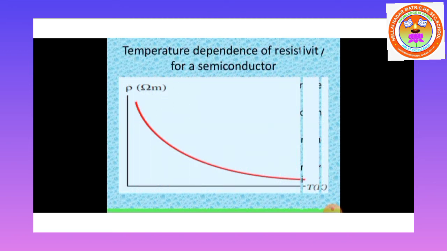Here is a graph for the temperature dependence of resistivity for a semiconductor. The temperature increases along the x-axis. When the temperature increases, the resistivity decreases.